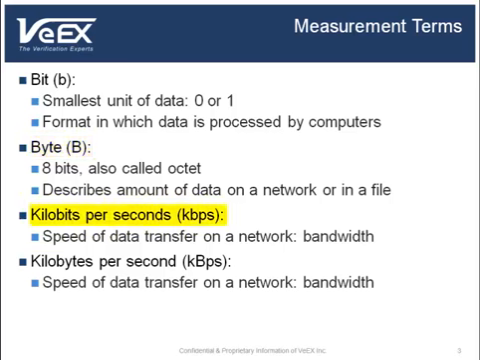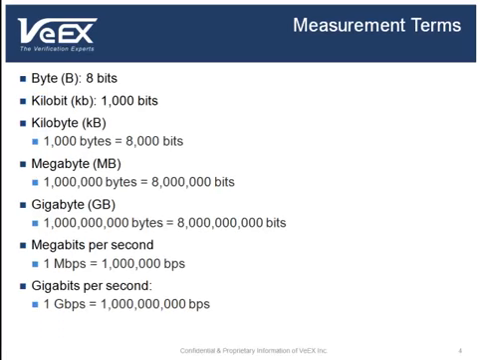Kilobits per second, or thousands of bits per second, and kilobytes per second, or thousands of bytes per second, are ways to measure bandwidth on a data transmission medium. Bandwidth is the amount of data that can flow in a given time. Here is a summary of the previously mentioned measurement units and their relationships to each other. A higher bandwidth is more conveniently expressed in megabits per second, which are millions of bits per second, or in gigabits per second, which are billions of bits per second.